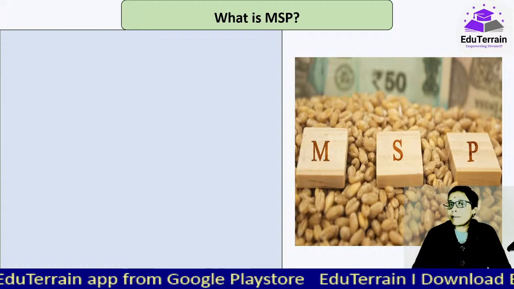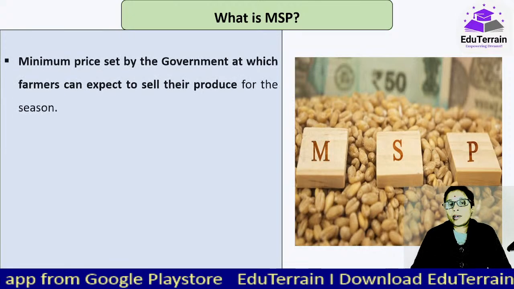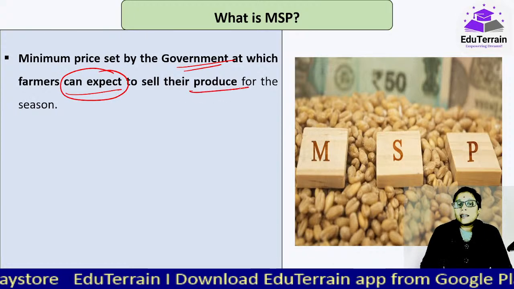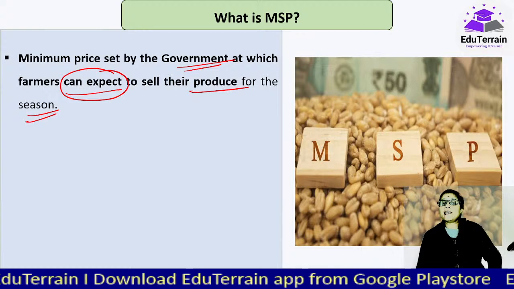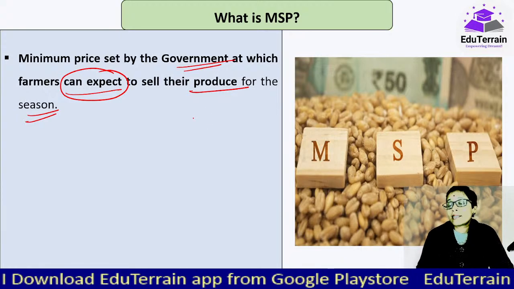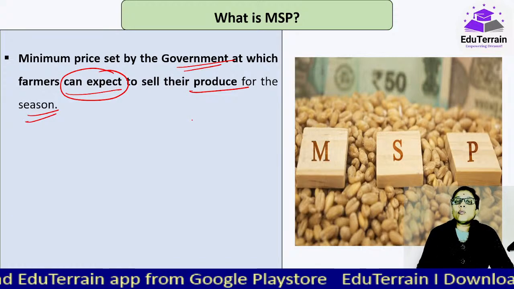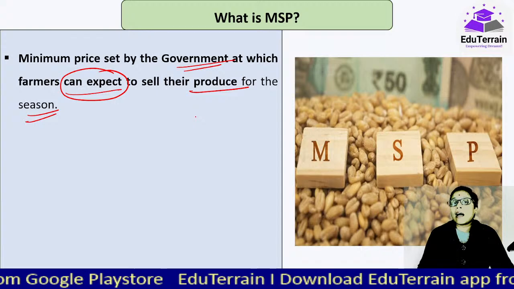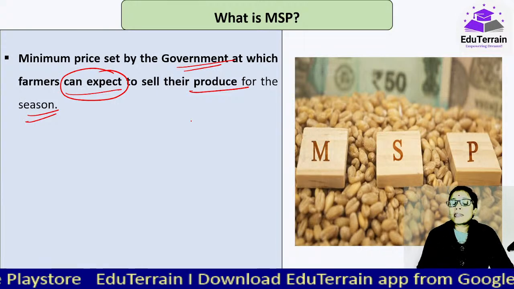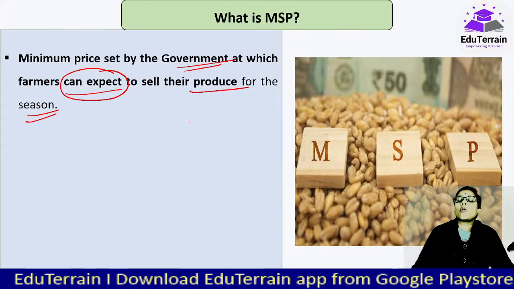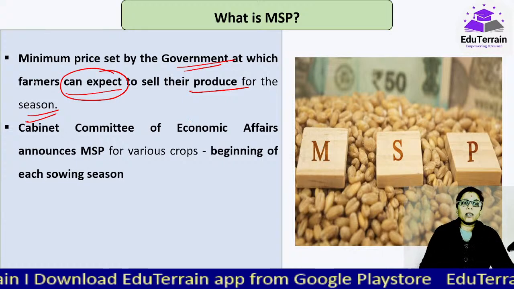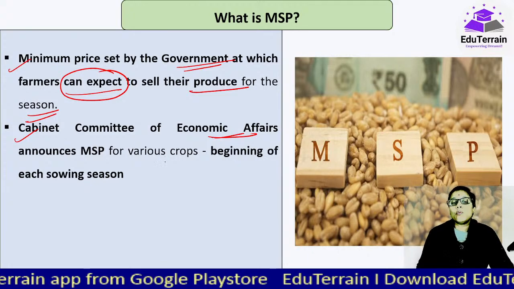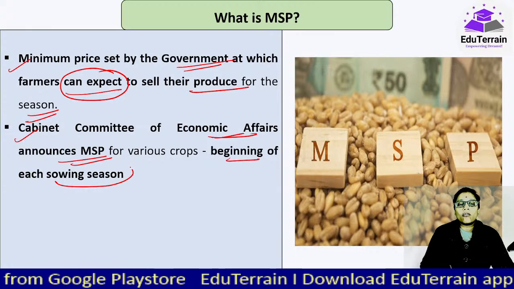Now, what is MSP? As we have seen, it is the minimum support price set by the government at which farmers can expect to sell their produce for that particular season. Please note that MSPs are always announced by the central government, and that too before the sowing season starts, not after or at any other time. MSPs are declared for Kharif crops, Rabi crops and a few commercial crops, so that farmers can take an informed decision. The Cabinet Committee on Economic Affairs, that is the central government's cabinet, announces the MSP at the beginning of each sowing season.